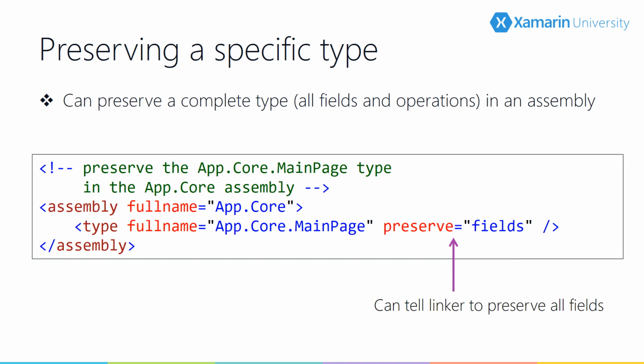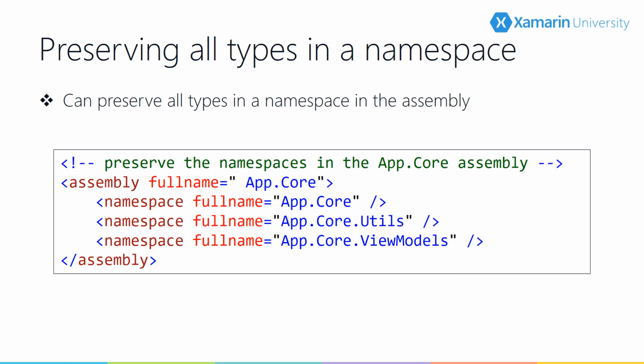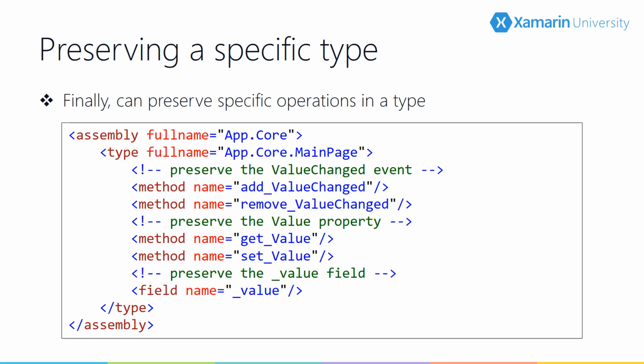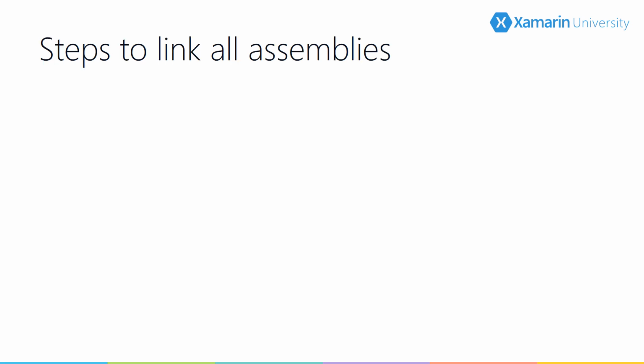Now, an optional attribute on the type tag tells the linker to preserve every field in the type, and by default, it will preserve all operations since none are listed. And you can preserve types through the namespaces that they're defined in, and this keeps every type declared in the specified namespace. And finally, you can be very specific about the operations using the method and field tags. So if you have an overloaded method, you can specify the signature instead of the name. And again, you can see that here on screen.